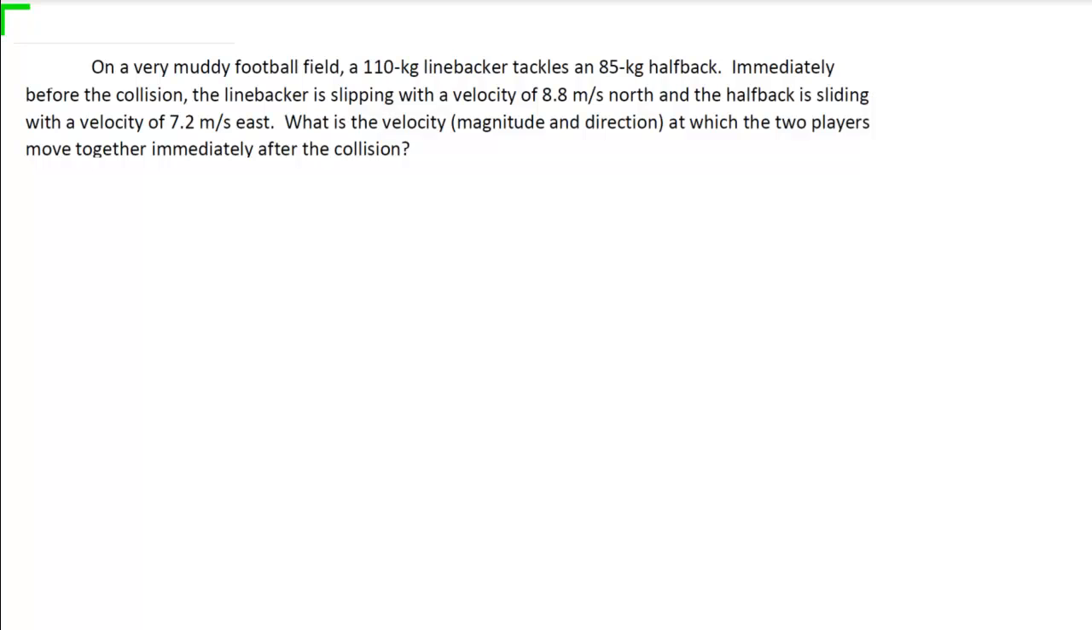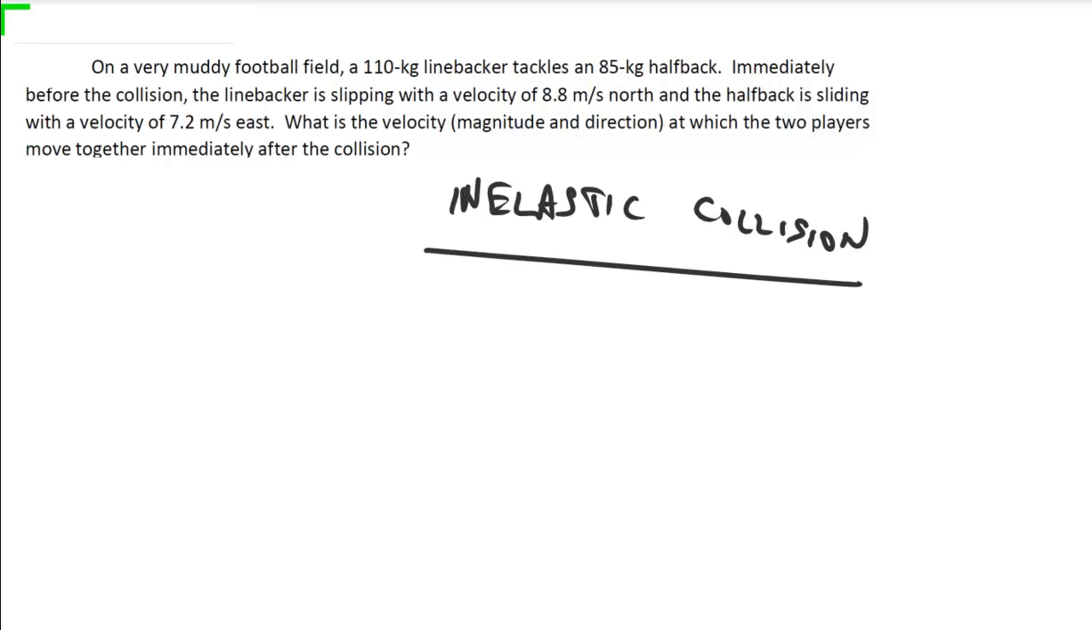Okay, let's take a look at an exercise involving a special collision type, a perfectly inelastic collision. So one in which the objects stick together after the collision. So inelastic, so not elastic at all. They stick together after the collision.